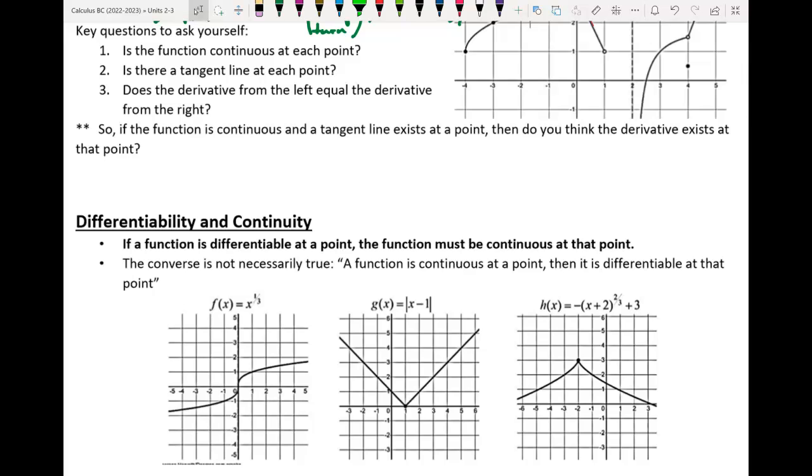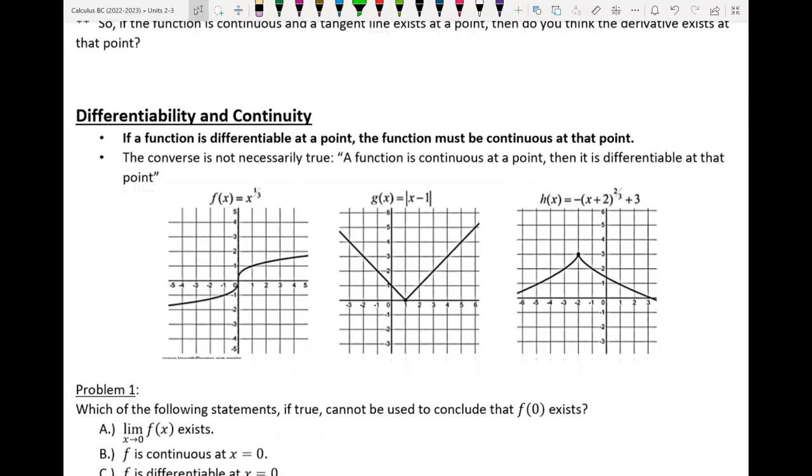So, differentiability and continuity. If a function is differentiable at a point, the function must be continuous. So that is always true. If you remember from last year, we said if it tells us the function is differentiable, we can automatically assume that that function is continuous. However, we cannot reverse that. We cannot say that if a function is continuous, then it's differentiable.